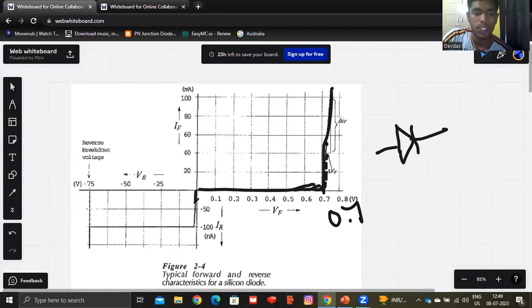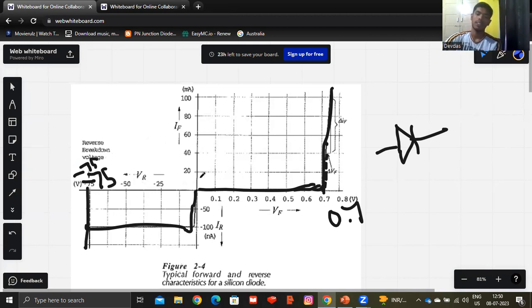So when the voltage reaches minus 75 volt, the circuit breaks down. Because when this circuit reaches 75 volts, there is an extreme increase in the flow of current, which overheats the device, and the diode or the circuit is destroyed. This point where there is an extreme increase in current in reverse is known as the reverse breakdown voltage. And for a silicon diode, the reverse breakdown voltage is minus 75.